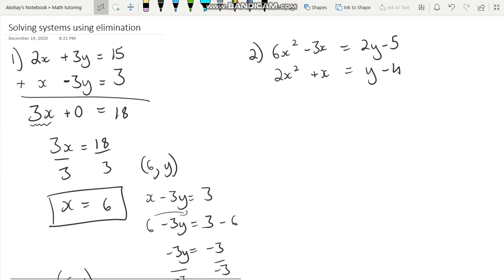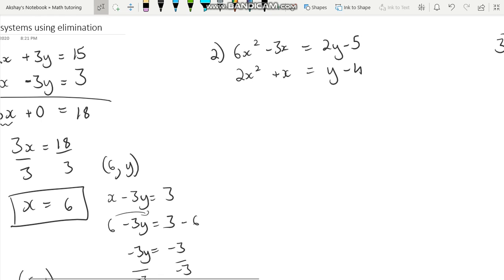There we go. All right, so our second question is a little more complicated, but we're going to use the same method, elimination. We're trying to isolate and eliminate one of our variables. So in this case, because we have an x squared, an x, and a y variable, I'm going to try and eliminate both my x's, including my x squared and my x. To do so, I need both my x squared terms to look the same. So I need 6x squared here, 6x squared here. I want a negative 3x here, I want a 3x here.